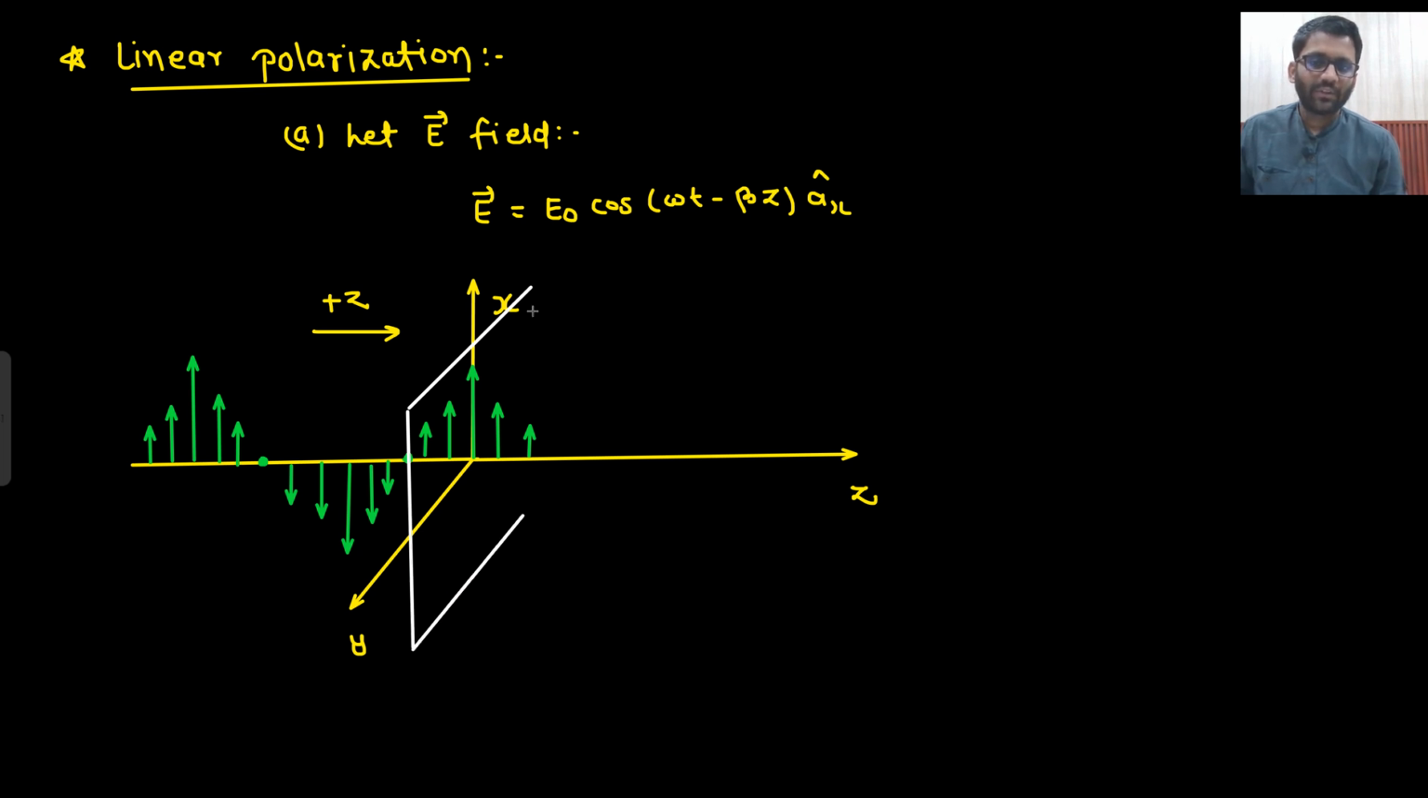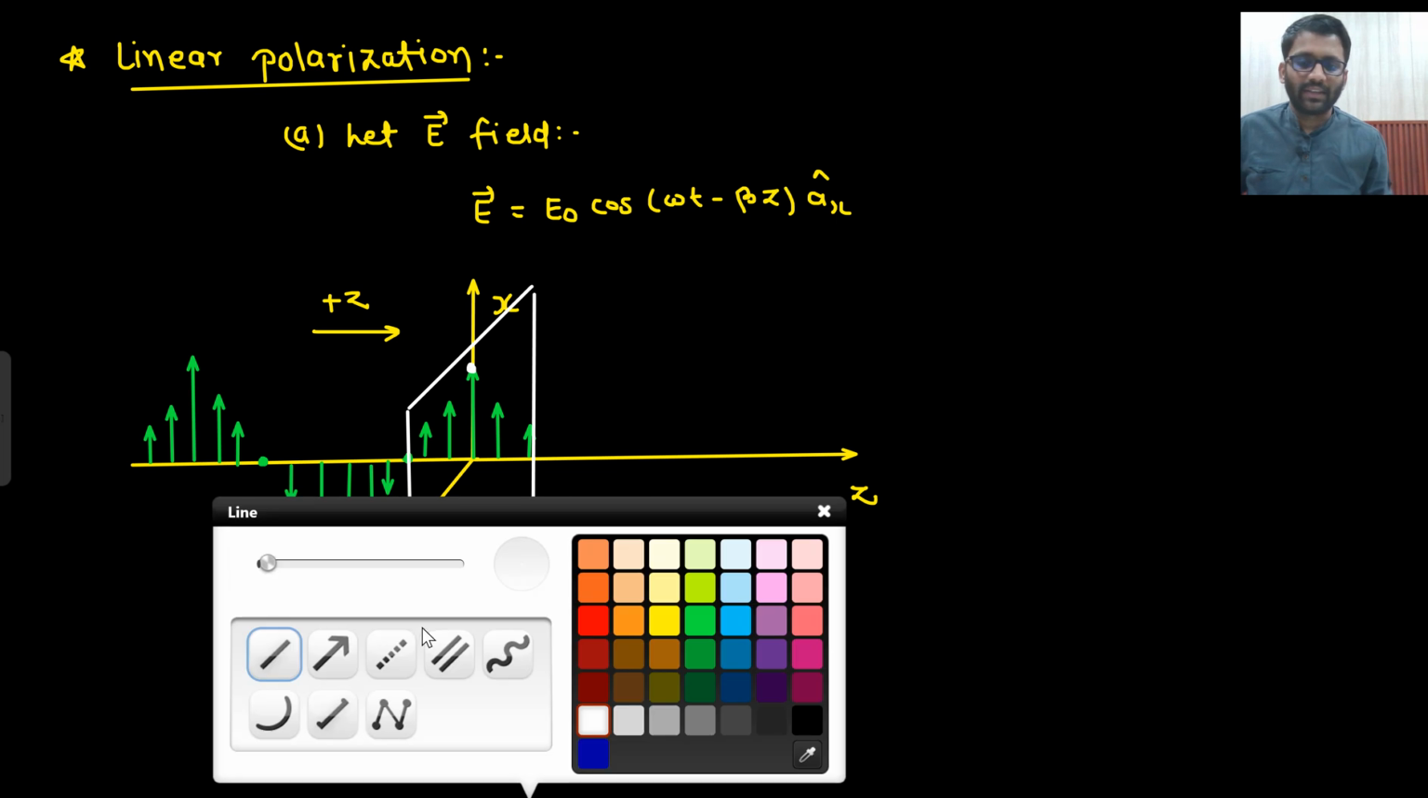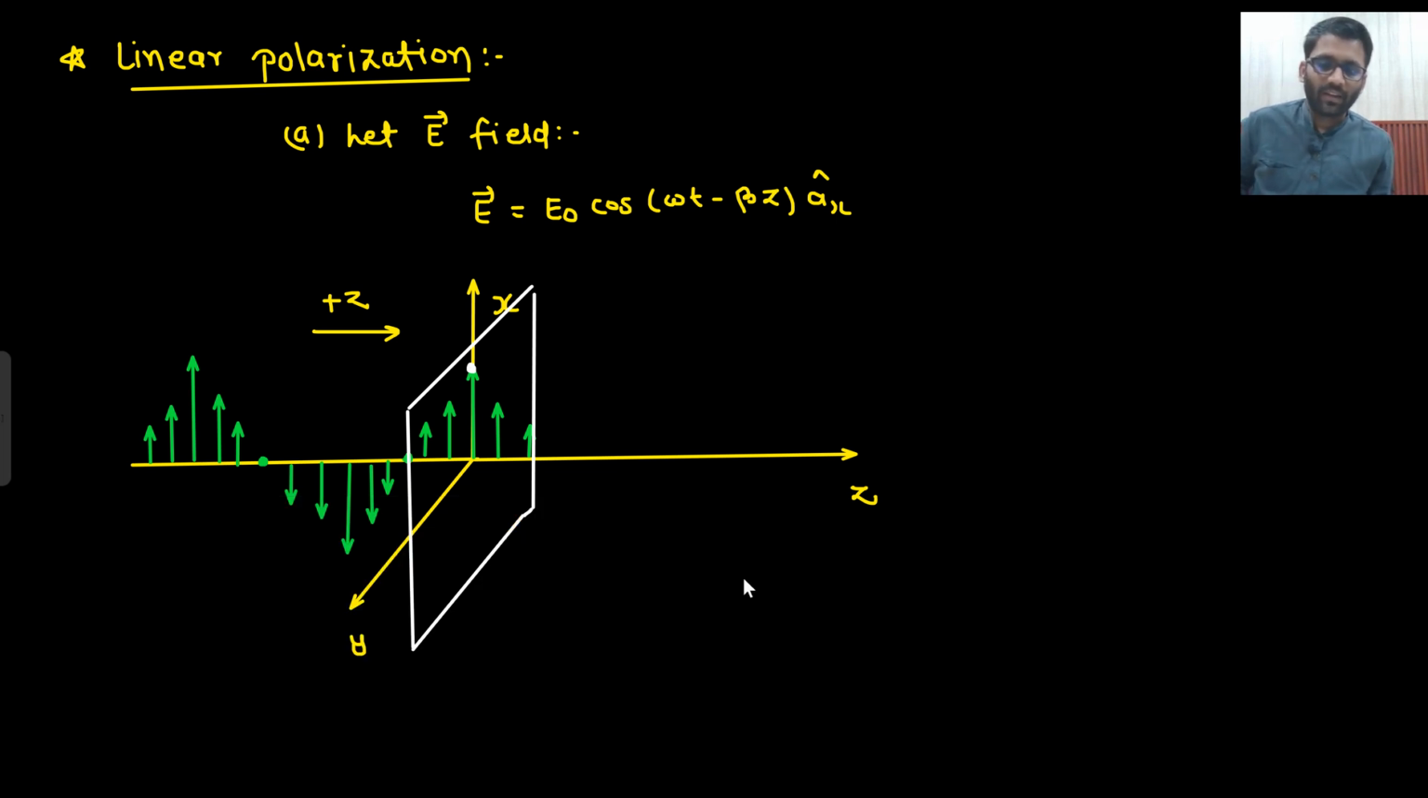Can you write down the equation of this plane? Z equals 0. It could be anything. It could be Z equals constant as well. But I am taking the Z equals 0 plane. So the XY plane is my Z equals 0 plane. So now on this plane, I need to study the tip of this electric field. What I mean to say is that if I look from here, how will my electric field look like?